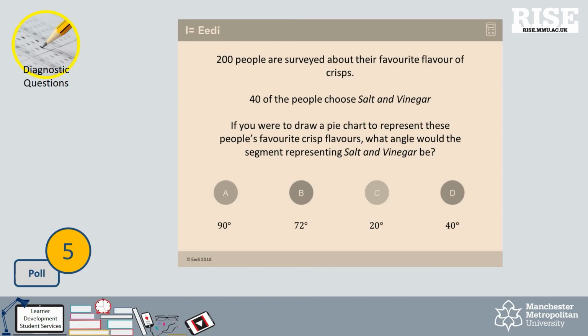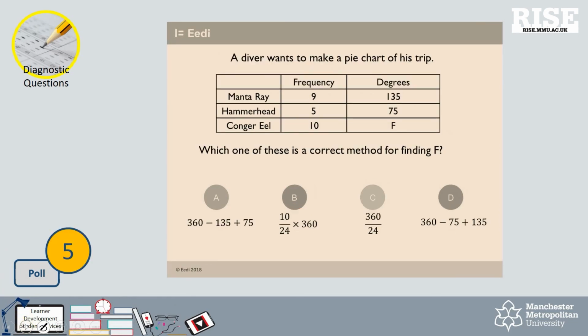Think about this question. 200 people are surveyed about their favourite flavour of crisps. 40 people chose salt and vinegar. If we were to draw a pie chart, what angle would the segment representing salt and vinegar be? So 40 people chose salt and vinegar out of 200. So I'd start that with 40 divided by 200 and times it by 360 degrees, which gives me 72 degrees as the segment for salt and vinegar.